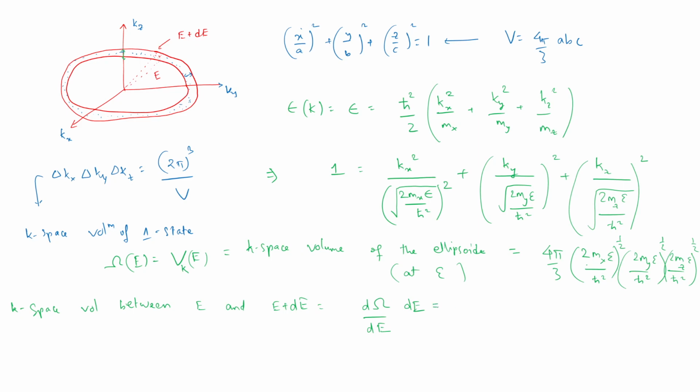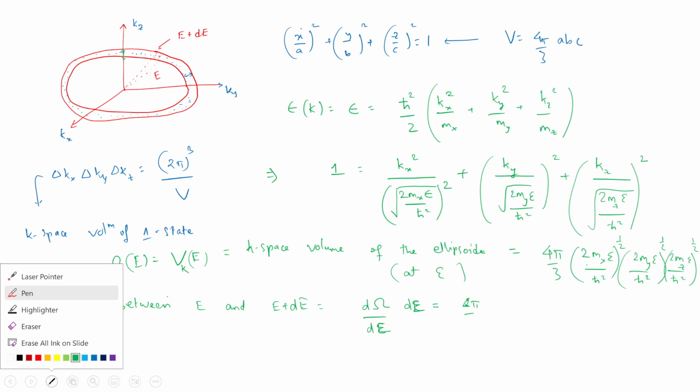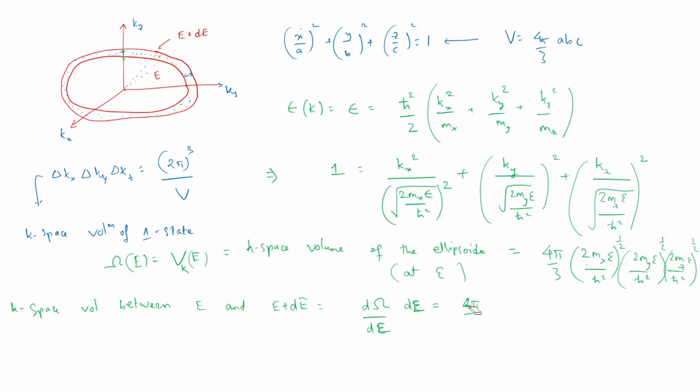So what we will have is, we'll put all the constants together: 4 pi by 3, and it is 2 root 2 over h bar cube, and it is mx my mz to the power 1 by 2, E to the power 3 by 2, and we have to do the derivative with respect to energy.